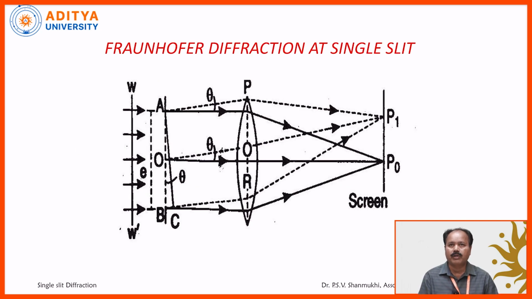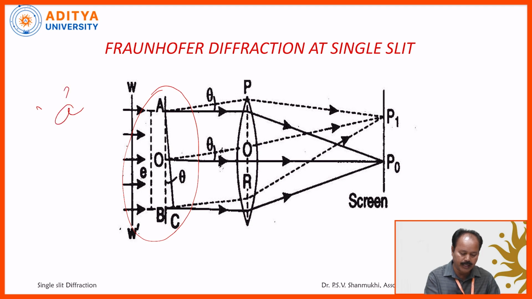Coming to the Fraunhofer diffraction at the single slit. So, this is the single slit. Here, our assumption is that this is a rectangular slit whose length is perpendicular to the plane of the paper or the board, and the width of this one is given by small a. a is the width of the slit. From the side, the light rays are passing through the slit.